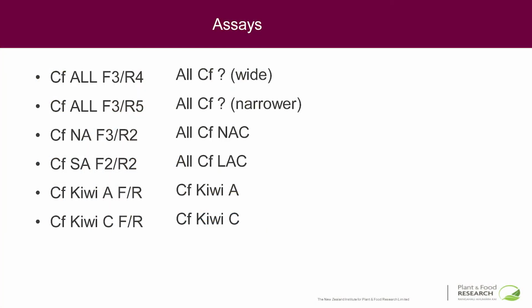So these are the assays. We've got a couple, as I said before, for all Ceratocystis. One is perhaps a bit wider. The whole area of Ceratocystis fimbriata is going through a bit of a taxonomic review, and so it's a little tricky to know exactly where we should put that cutoff. So we've got one that is perhaps a bit wider than the other, but then we've also got some assays for the North American and Latin American clades, and then one for Kiwi A and one for Kiwi C.